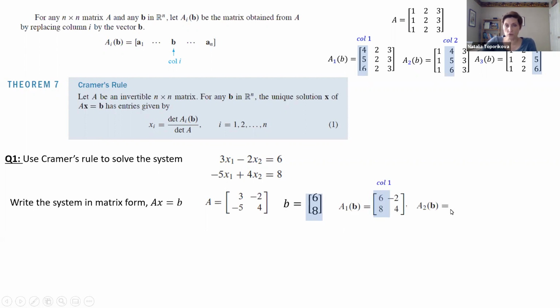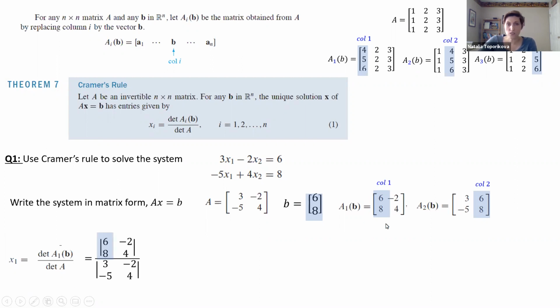Let's try with A2 of B. Since our index is 2, we leave the first column of matrix A the same as it is and put our vector B as the second column. Now we can use Cramer's rule to calculate x1 and x2 by calculating determinants of 3 separate matrices. Let's try with x1. Our index of x is 1, so we take the determinant of the substitution matrix A1 of B and divide it by the determinant of the full matrix A.